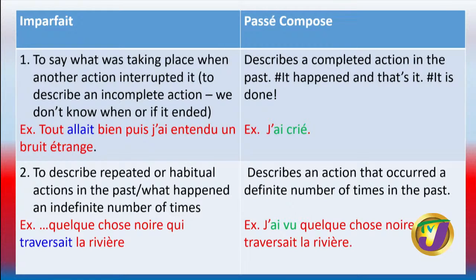So this action being described by the imperfect tense is an incomplete action. We don't know when it ended or even if it ended. Here's an example: Tout allait bien, puis j'ai entendu un bruit étrange. So the verb in the imperfect tense would be aller, allait. And we remember how to form the imperfect tense, correct?